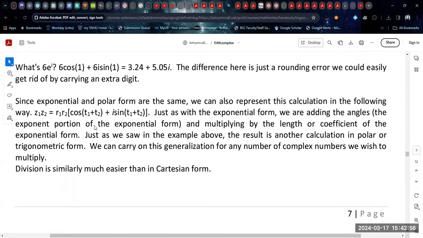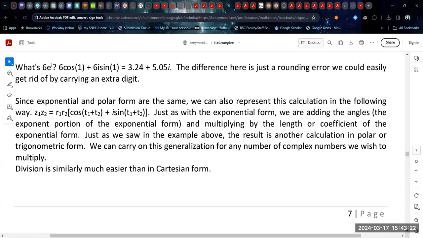Now, because we're in polar form, we can represent this calculation in polar form. So multiplying 2 complex numbers, we would multiply the 2 radii together, and then the real part would be times the cosine of the sum of the 2 angles, and then i times the sine of the sum of the 2 angles.